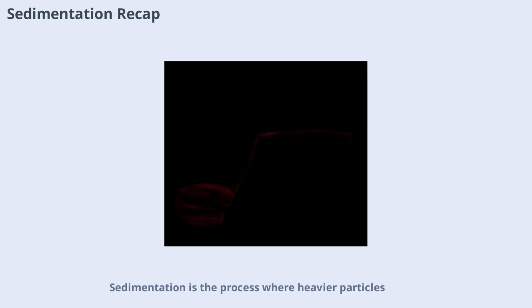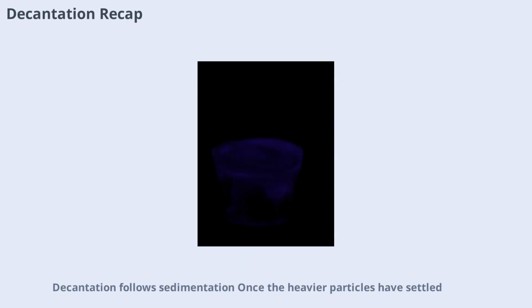Sedimentation is the process where heavier particles settle at the bottom of a liquid. This is commonly used to clean rice or pulses before cooking. The settled impurities can then be removed by decantation, ensuring the food is clean and safe to eat. Decantation follows sedimentation. Once the heavier particles have settled, the clear liquid is carefully poured off. This method is useful for separating mixtures where the solid is much heavier than the liquid, such as sand and water.